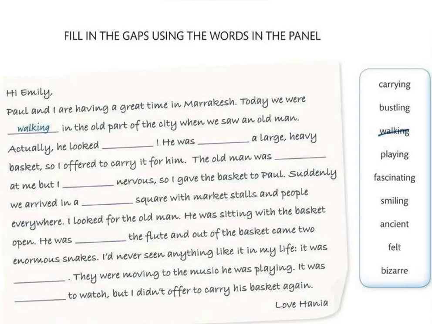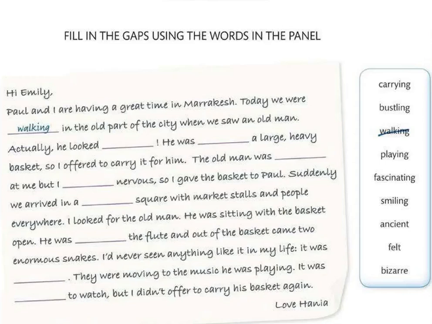Actually, he looked ancient. When I say ancient it means somewhat old. His look is old. He was carrying a large heavy basket. To carry means to bear. So carrying a large heavy basket. So I offered to carry it for him. I offered to carry the basket for him.